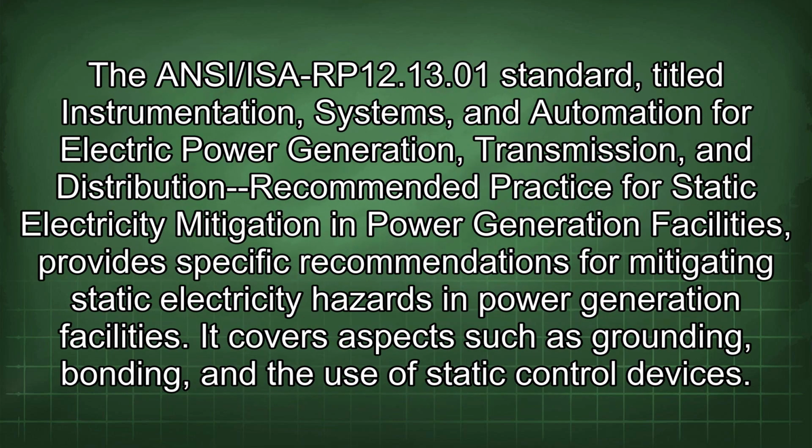The ANSI/ISA/RP 12.13.1 standard, titled Instrumentation, Systems, and Automation for Electric Power Generation, Transmission, and Distribution, recommended practice for static electricity mitigation in power generation facilities, provides specific recommendations for mitigating static electricity hazards in power generation facilities. It covers aspects such as grounding, bonding, and the use of static control devices.